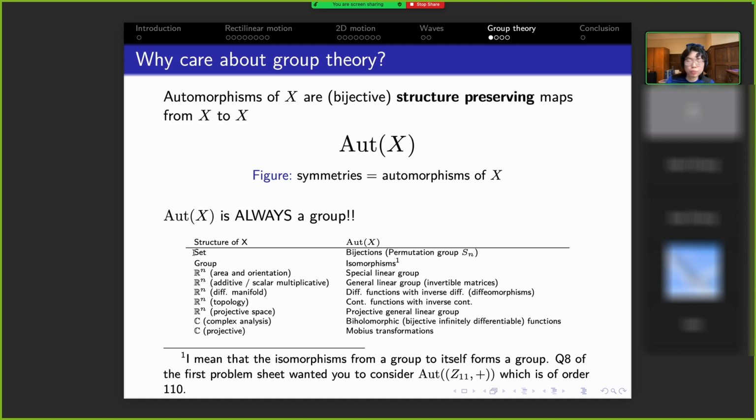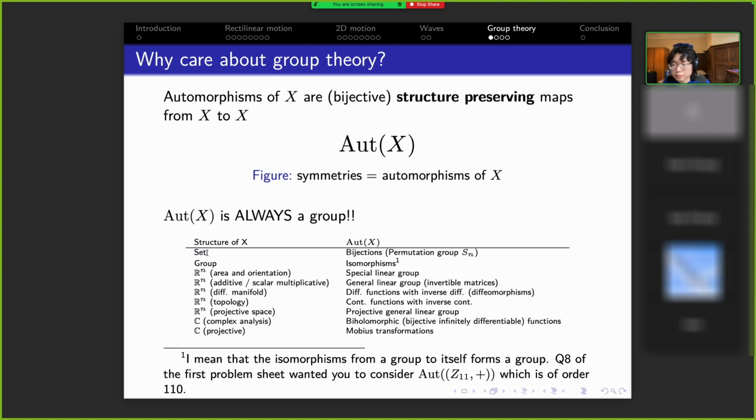So when we say that we are preserving the structure of the set, we mean that we do bijections on it, and that gives you a group, right? Bijections give you the permutation group. I don't know if you might have seen it in group theory or not, and that's what I mean when I say the structure preserving maps of a set to itself are the bijections.